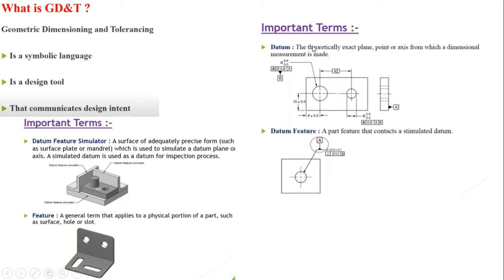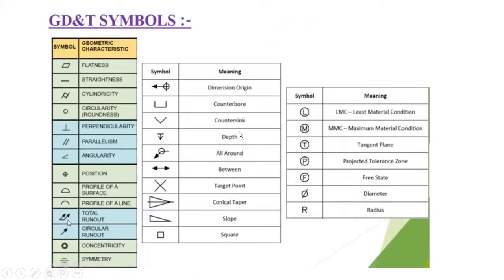Then the important term: datum. These are the few things you need to remember. In a later session we are going to cover how to deal with these datums. A datum feature, in the sense, this whole is the datum here directly. Next are the GD&T symbols, which we need to remember.